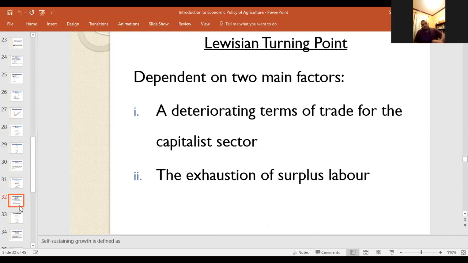Now it's dependent on two main factors, that Lewisian turning point. Dependent on the exhaustion of surplus labor, that is, as that modern capitalist sector continues to expand, how quickly it exhausts the surplus labor that is prevailing in the society at the time. And the other point is that there is a deteriorating terms of trade for the capitalist sector. Now, what does this mean? It means, therefore, that the value of the production in the capitalist sector is no longer overvalued when taken relative to the agricultural sector, or the agricultural sector essentially becomes more valuable.